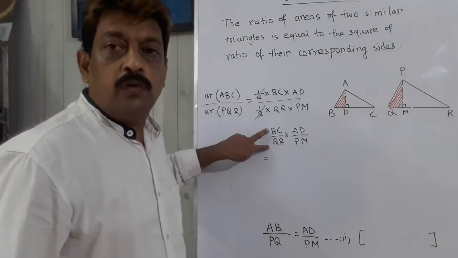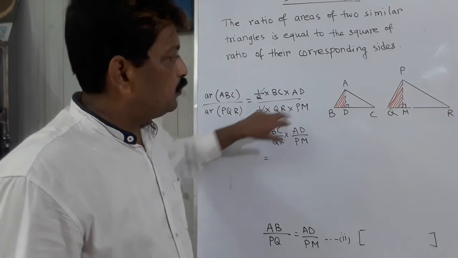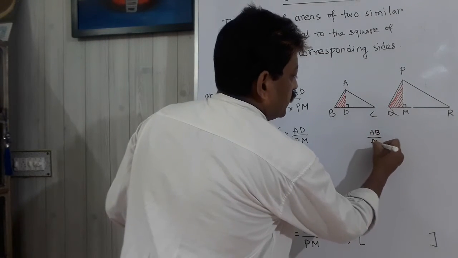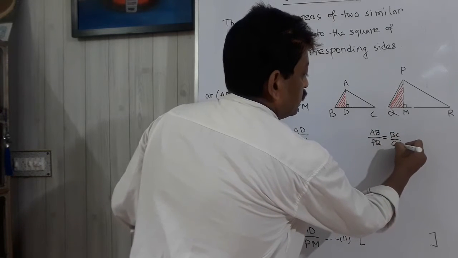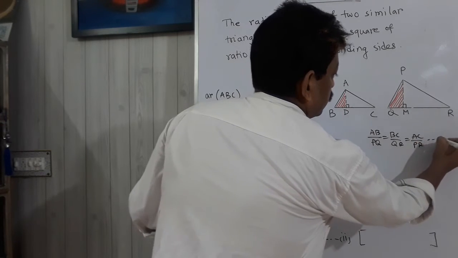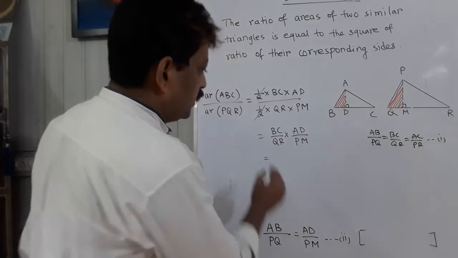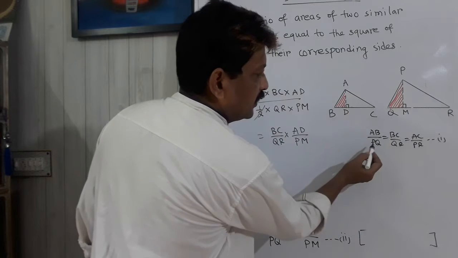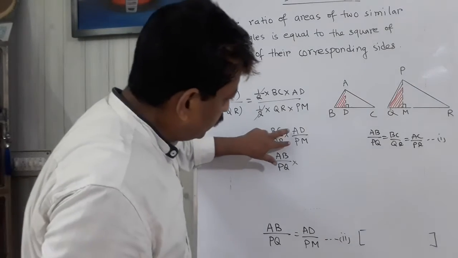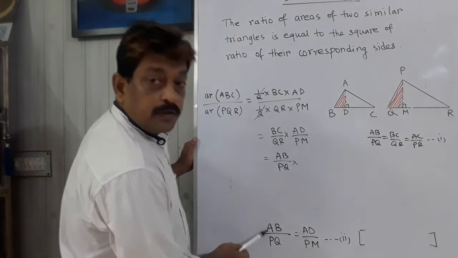Now from equation 1, in place of BC upon QR, we can write AB upon PQ, because in equation 1 we have got AB upon PQ is equals to BC upon QR is equals to AC upon PR. Since the triangles are similar, their corresponding sides are proportional. So in place of BC upon QR, we can write AB upon PQ, and in place of AD upon PM, we can write AB upon PQ.